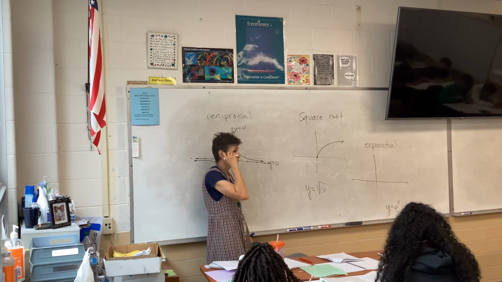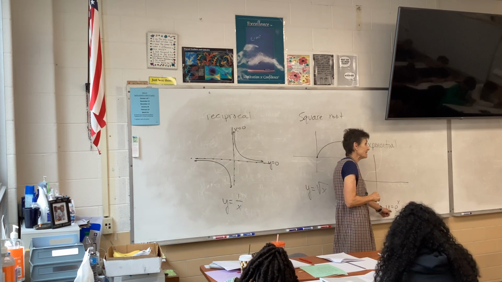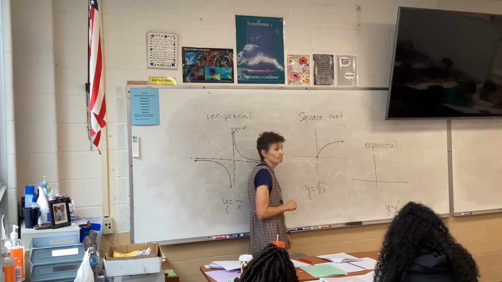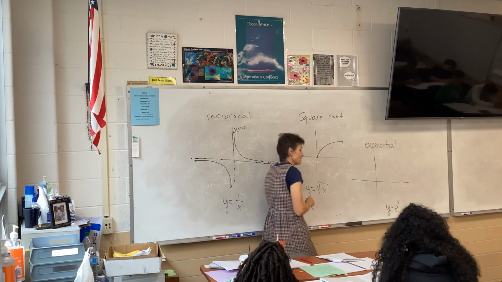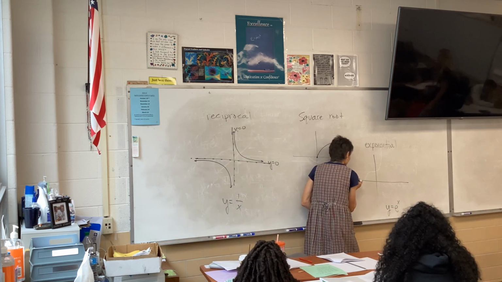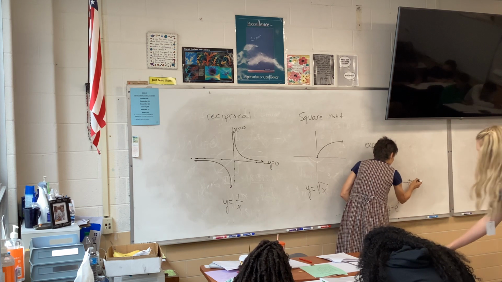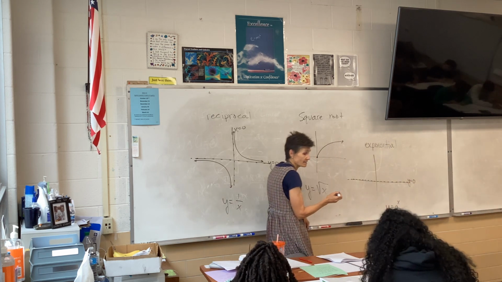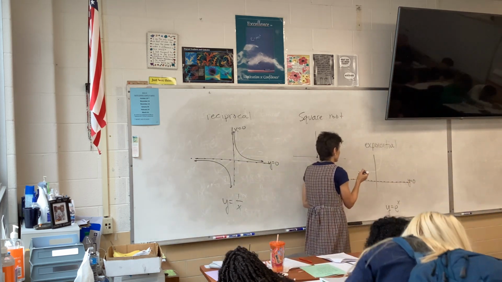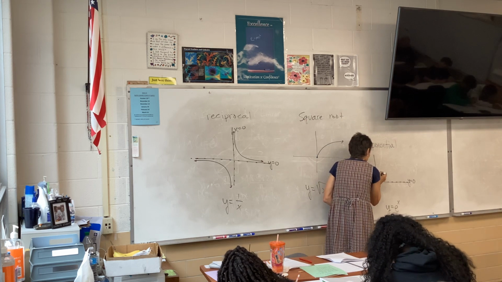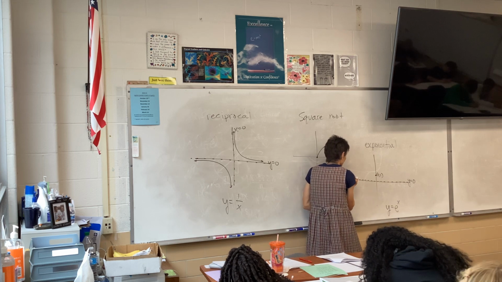The exponential equation is y equals e to the x. Its graph has an asymptote at y equals 0. Please label your asymptotes, guys. Thank you. Label your asymptotes. Y equals 0. An intercept at 0, 1, so a point right here at 0, 1.